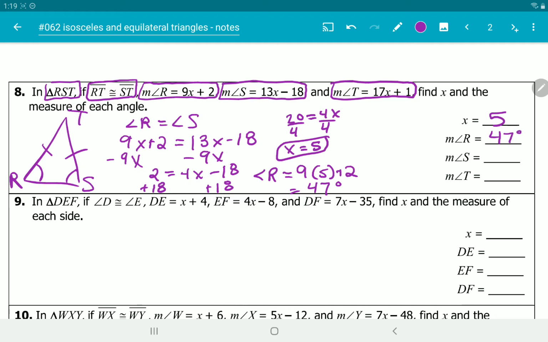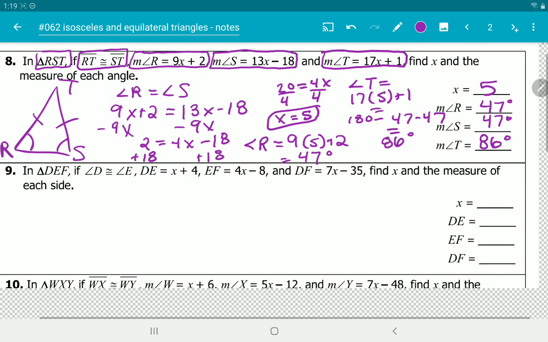And we know that angle R and angle S are the same. So angle S is also going to be 47. And then to find the last angle, you can either do 17 times 5 plus 1, or you can subtract these two from 180. You can also do 180 minus these other two angles. And either way, you're going to end up with an answer of 86 degrees.